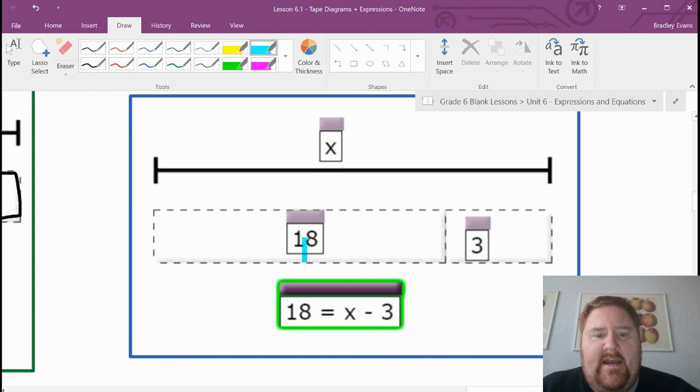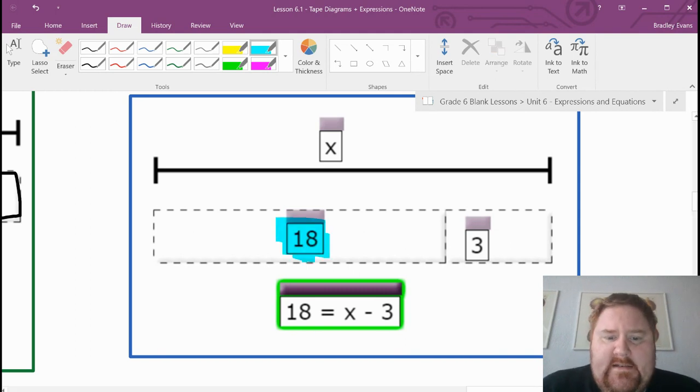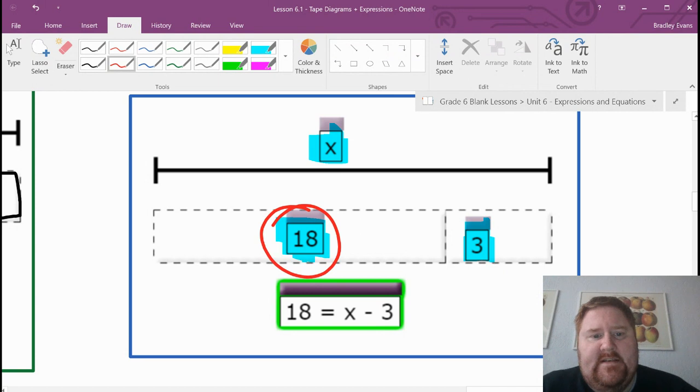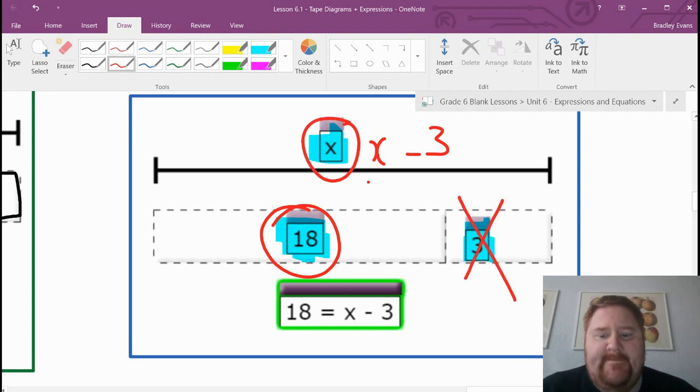So I have my 18. X, I know, is going to be bigger than 18, because 18 is the x when 3 is being taken away. So that means that x is going to be greater than 18. So my 3 is here. And I can see here that 18 is the same as x take away 3. Here's my x. If I take this away, I will be left with 18.